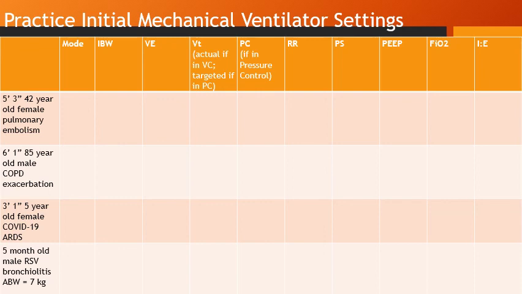If you are in pressure control breath type, what would their pressure control setting be? And regardless of whether you would actually put this patient in pressure control, I want you to go ahead and fill in, if you did put them in pressure control, what that pressure control setting would be that you would pick. And then decide what respiratory rate you would put each patient on, what their pressure support would be, what their PEEP setting would be, what their FiO2 would be, and what their I:E ratio would be.